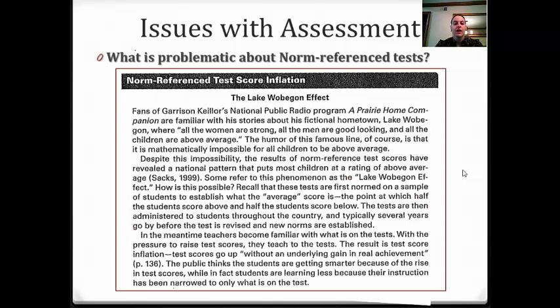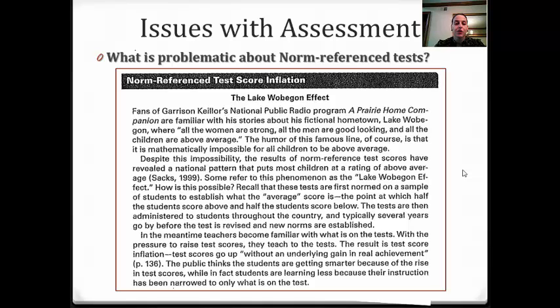Okay, so now we're going to start thinking more about some of the issues with assessment, right? What is problematic about assessment for ELLs? And what I'm going to do is read you this little excerpt which sheds light on one of the essential problems with assessment.